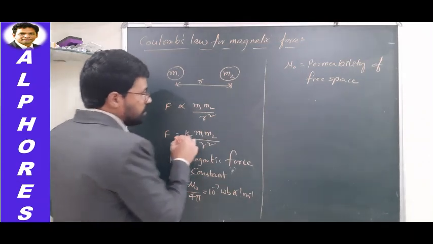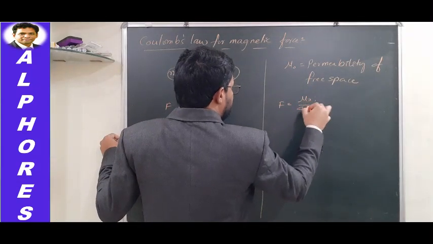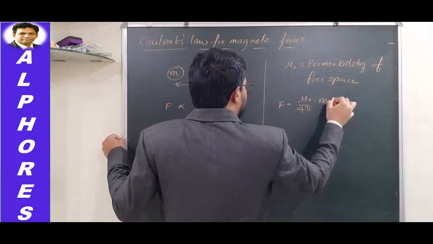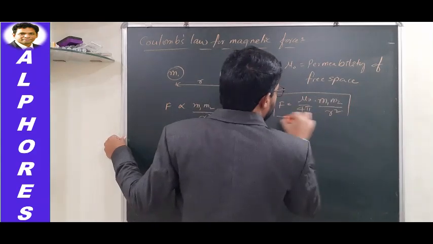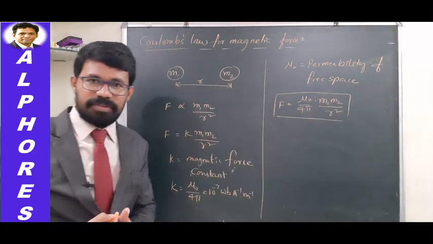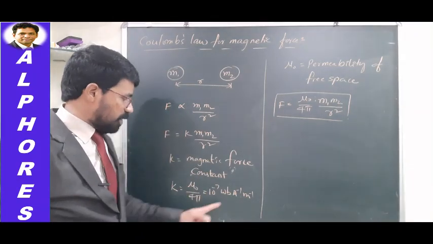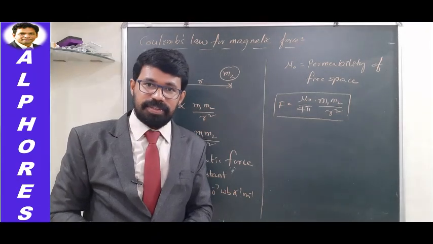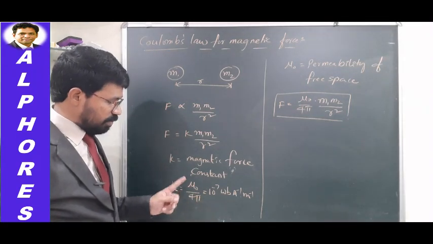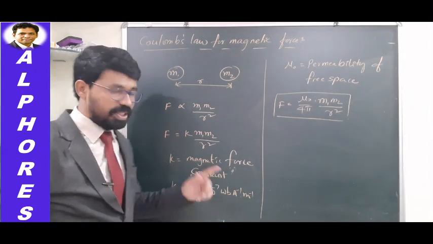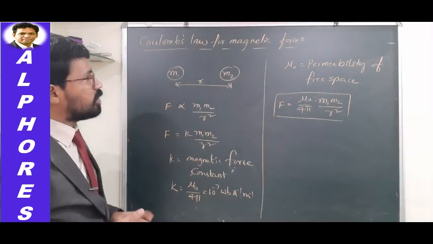So this F can now be written as mu naught by 4 pi m1 m2 by r square. That's how the magnetic force can be written. For problem solving purposes, you need to remember this: mu naught by 4 pi value is 10 power minus 7. If mu naught is present anywhere, it can be replaced with 4 pi into 10 power minus 7. So this is Coulomb's law of magnetic force.